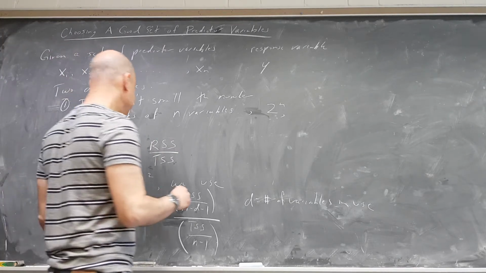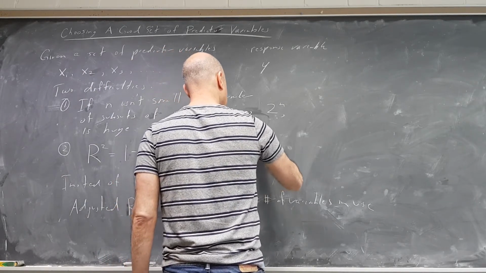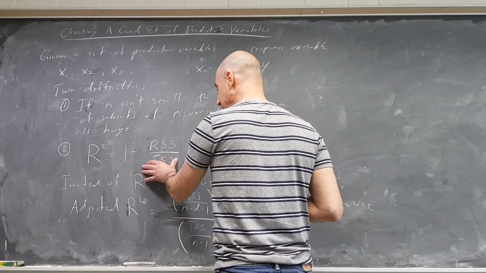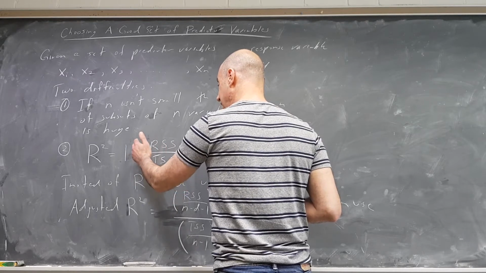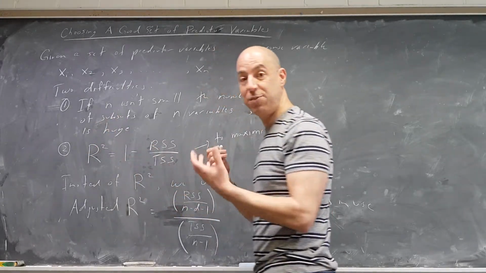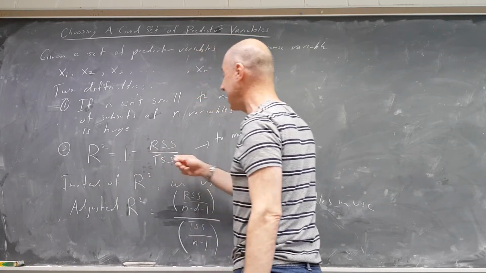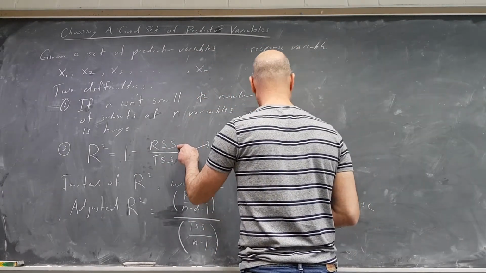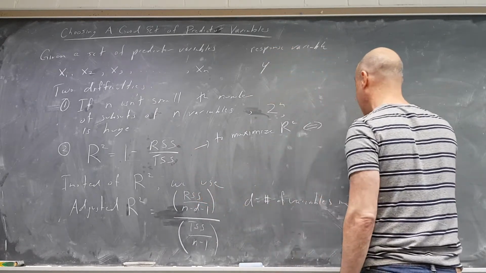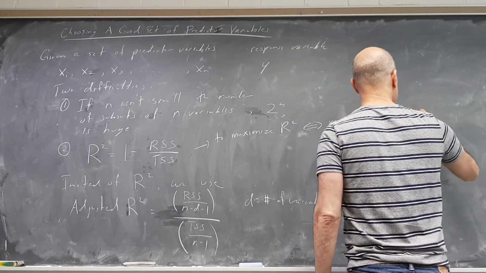So to maximize R squared, since TSS has nothing to do with the model, all you want to do is make this term as small as possible. Remember, R squared bigger is better, means better fit. So if we want to maximize R squared, we want to make this term as small as possible. TSS doesn't change based on the model, only RSS does. So to maximize R squared, that's the same thing as minimizing the residual sum of squares.